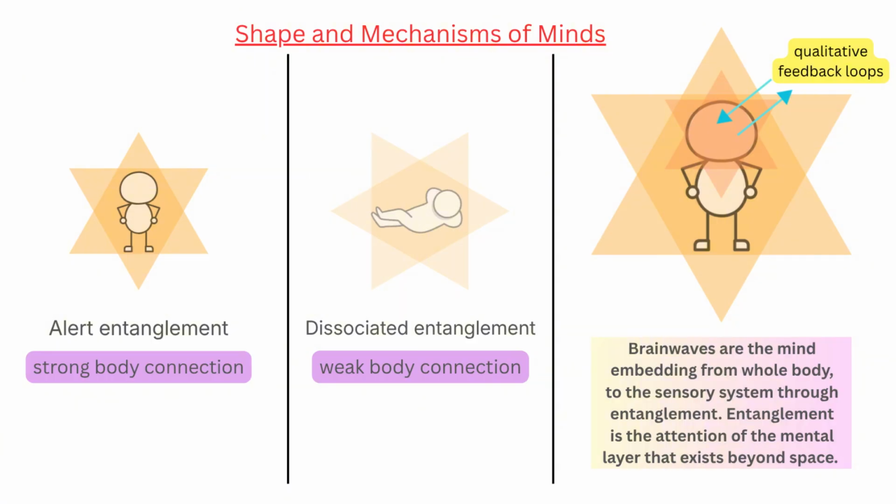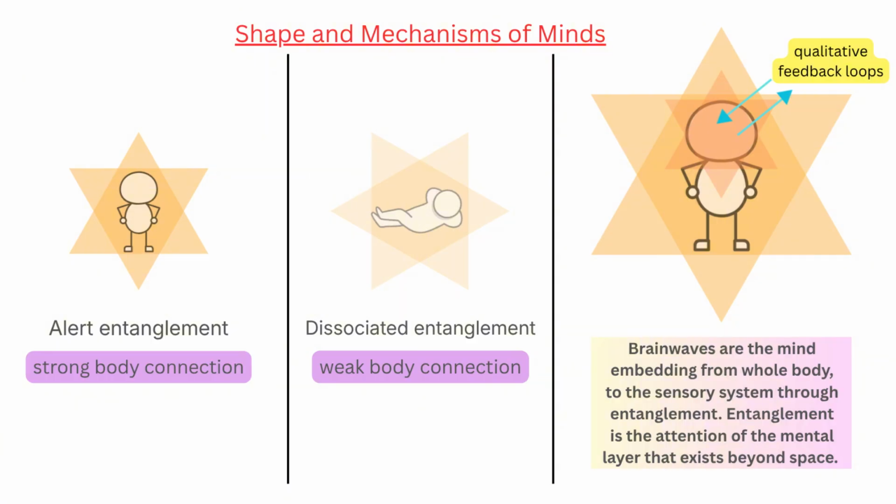As we can see here, we have alert entanglement and dissociated entanglement. One has a strong body connection, and the dissociated entanglement has a weak body connection. What this means is that the mind is more strongly entangled with the body when it is in an alert state. An extreme example would be in a high fight or flight mode and the amygdala is firing away. Your mind will be fully in the body.